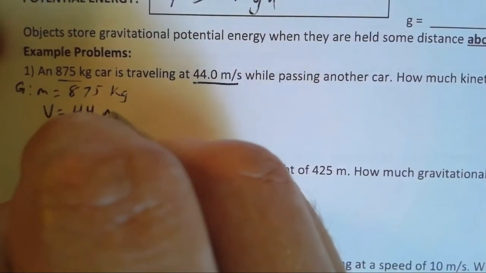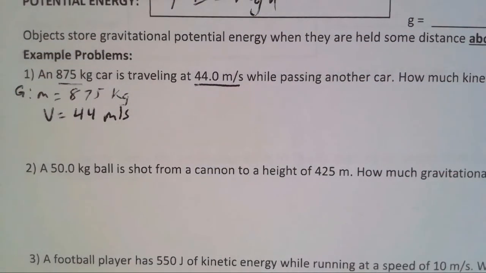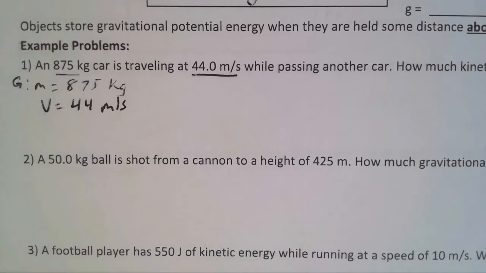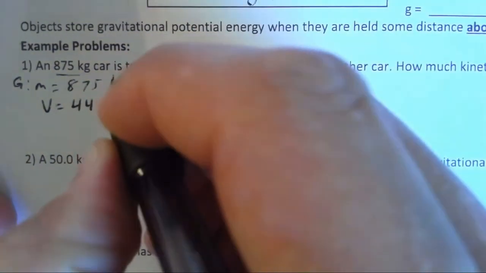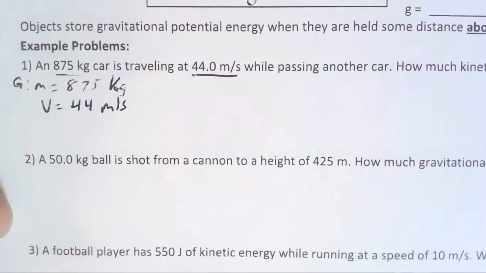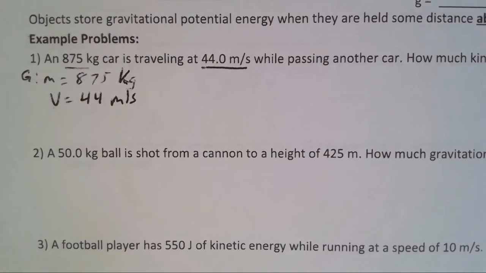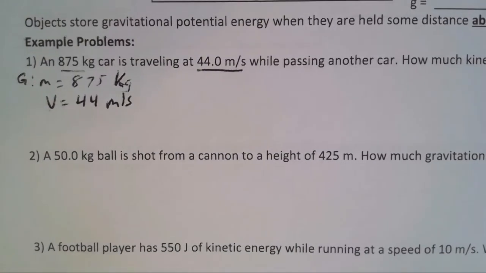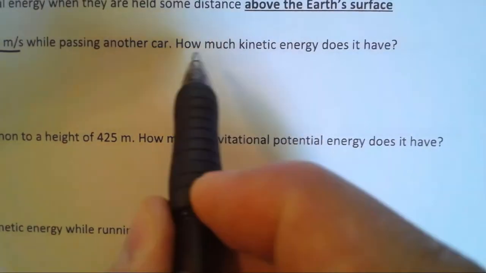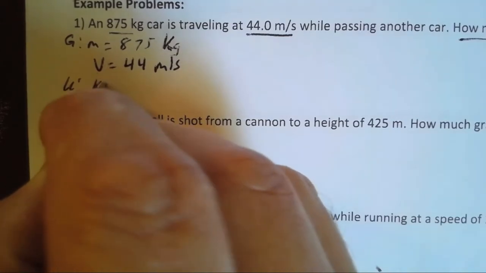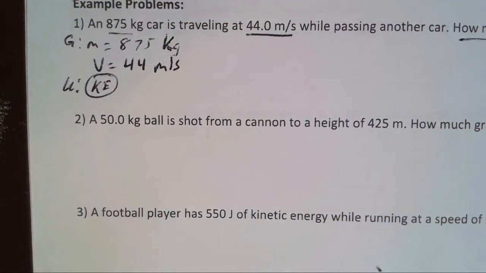Now remember, some of these things you do have to take some time and just memorize. Memorize the variables, which are the letters that we use to represent these things. Memorize the units, which is the letters that come after the quantity, which is how we measure that thing. So they give us the mass and they give us the speed. There's nothing else that's given here. And it says how much kinetic energy does the car have. So our unknown, our U step, is kinetic energy. We're looking for KE.